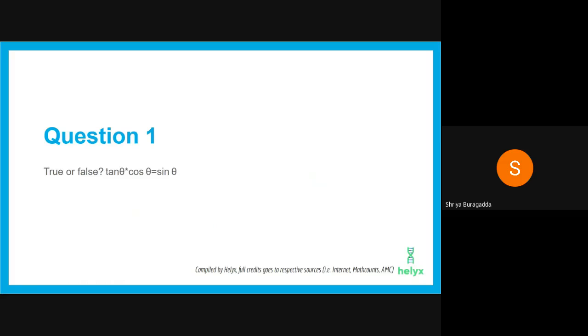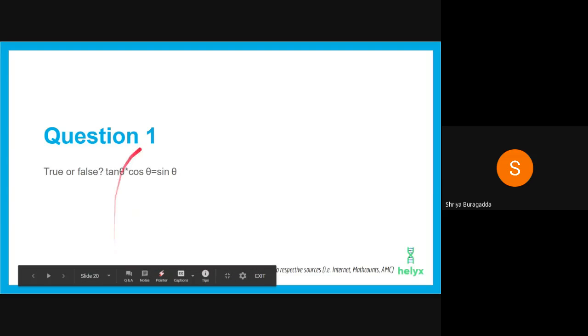Okay, question 1, true or false? Tangent of theta times cosine of theta equals sine theta. This one's pretty easy. I'll give you guys a minute to do this one.